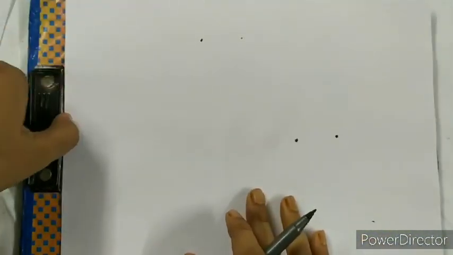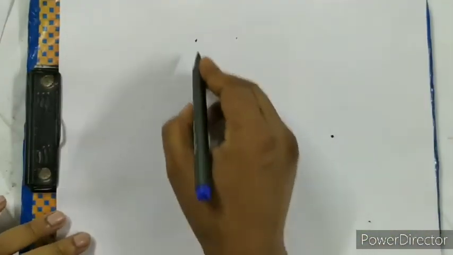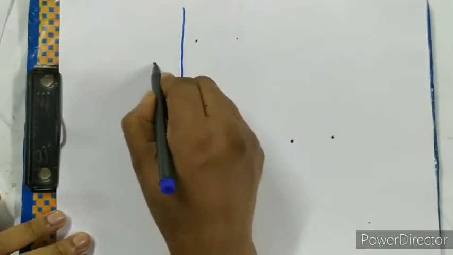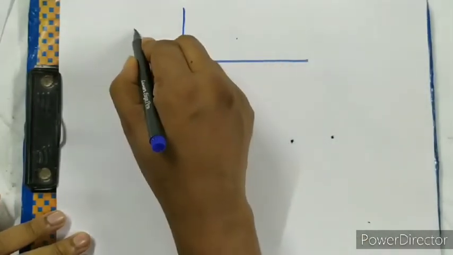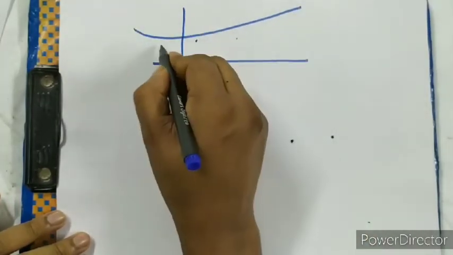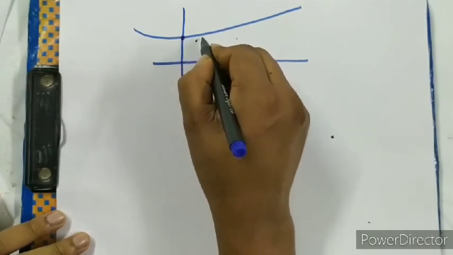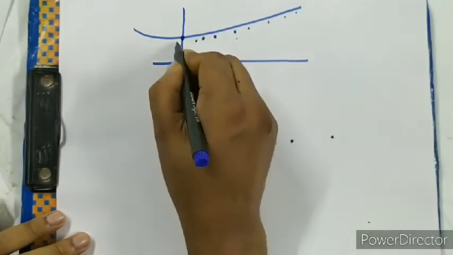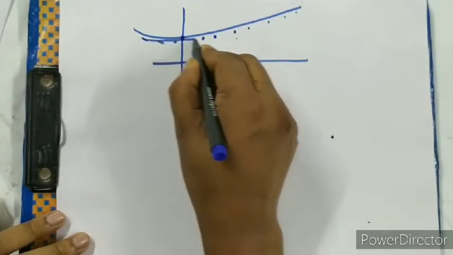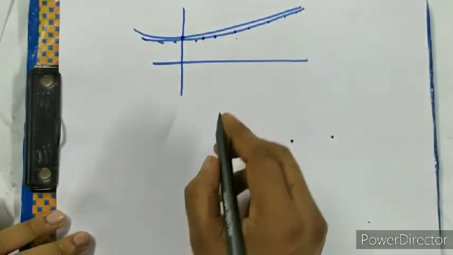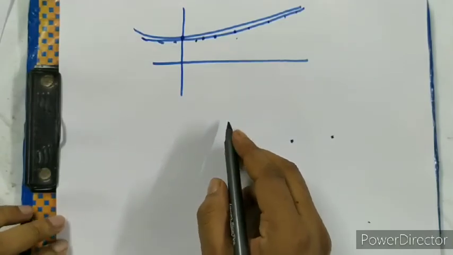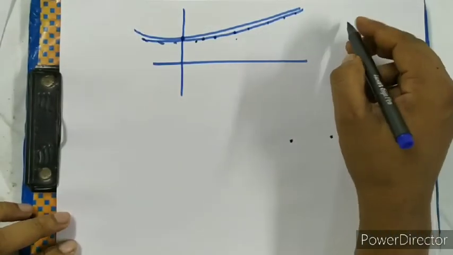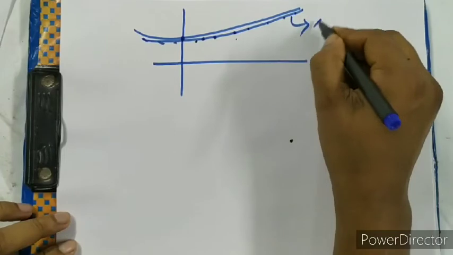So what is the case? We have this type of case. We have to calculate this function, and we will find this value, this value, this value, this value, and this. So this is the approximate solution of y.